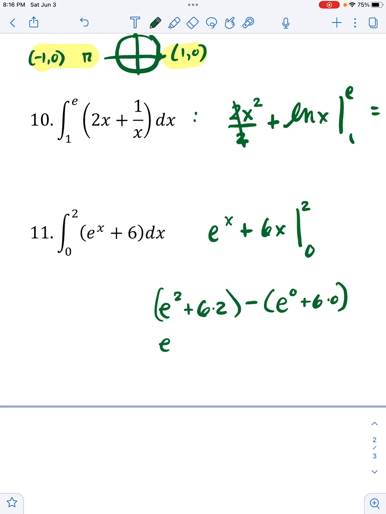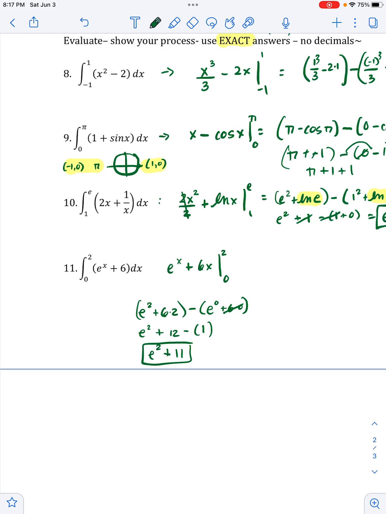So e squared is e squared. 6 times 2 is 12. This is going to be minus, and then this e to the 0 will turn into 1, and 6 times 0 will actually turn into 0. So I end up with e squared plus, and then 12 minus 1 is going to be 11. So those are my exact values.